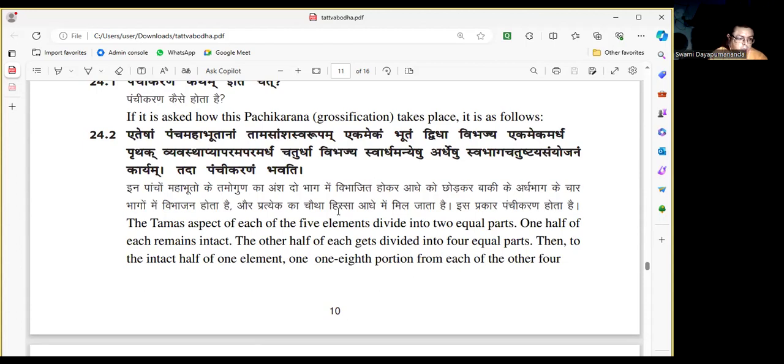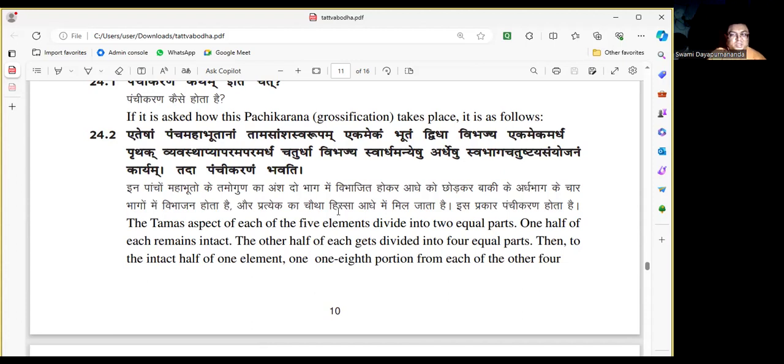Now the Tamamsa is coming. We said that Maya constitutes 3 things: Sattva, Rajas and Tamas. Sattva he said, Rajas he said, now we come to the Tama part of this Pancha Mahabhuta, Sukshma Bhuta. There, the Tama Gun ka angsha is divided into 2 parts; leaving one half aside, the remaining half is divided into 4 parts, and the fourth part of each joins the other half. In this way Panchikaran happens. I think nothing will be understood.